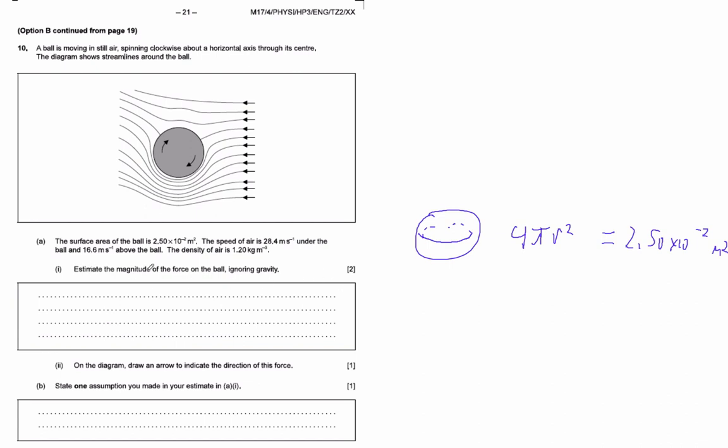So estimate the magnitude of the force on the ball, ignoring gravity. The force is going to be ultimately whatever the difference in pressure is times the area. This comes from pressure being force divided by area, so force is pressure times area. Now, when you use this area, you have to use the area as you see the ball, the frontal area, the cross-sectional area.